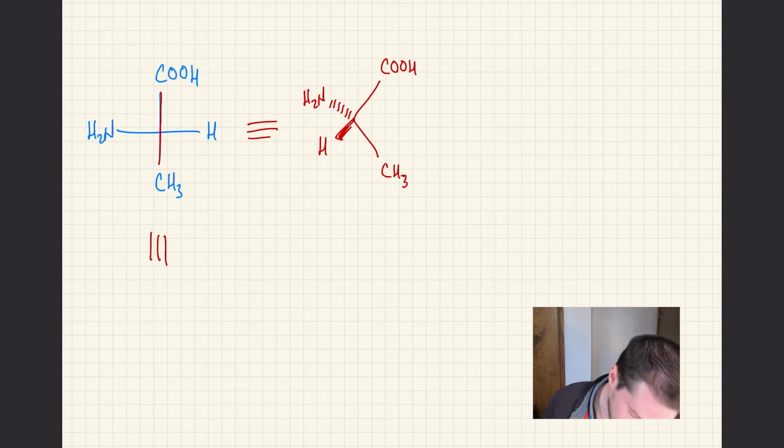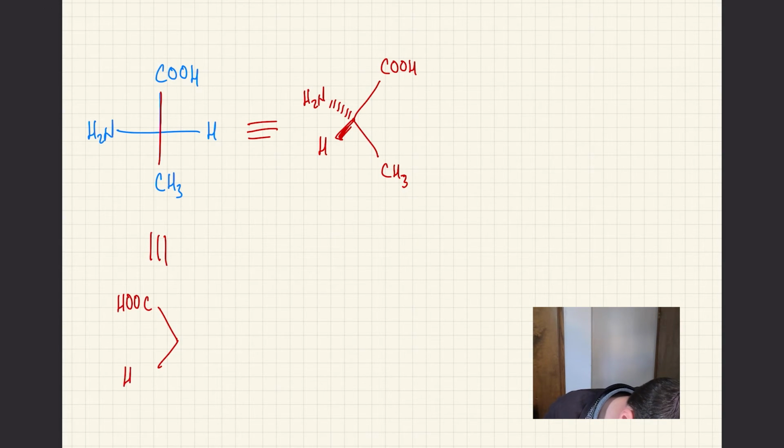I could have done this the other way. I could have swung it to the other side. So HOOC, H3C. In this case, if I'm swinging it that way, then the hydrogen gets kicked to the back, and the amine will be in the front.